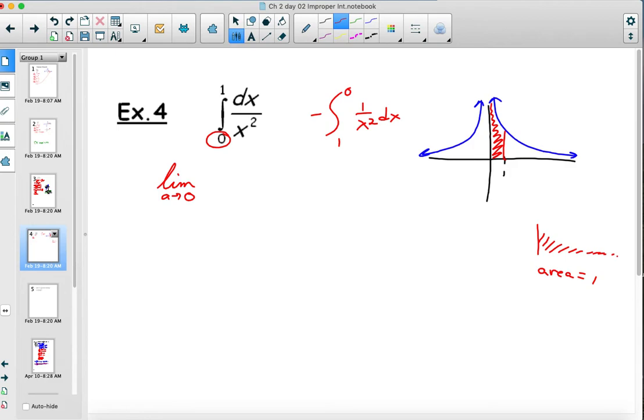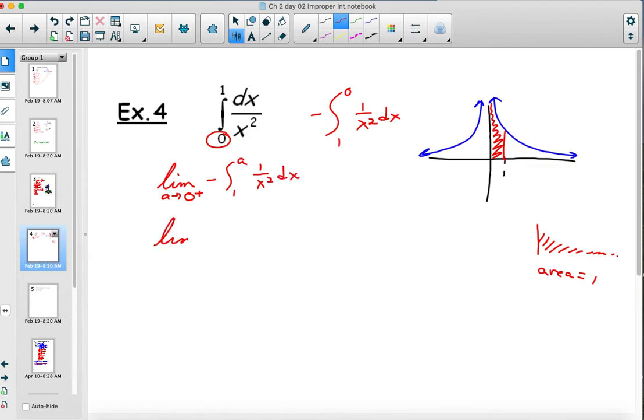So in this case, I'll put the negative integral from 1 to a. And now, by the way, we're approaching 0 from the right. So that's important, so I need to put that in my limit. So the limit as a is approaching 0 from the right, so positive values, of 1 over x squared dx.